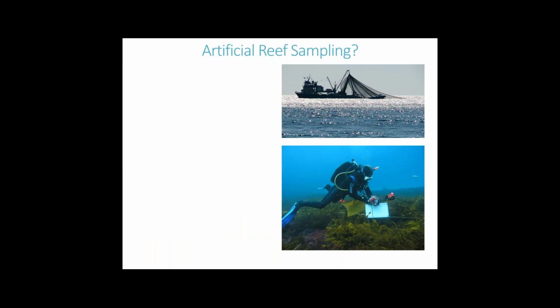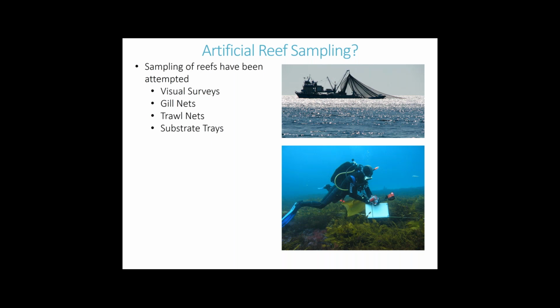So one of the challenges, as you might expect, of artificial reef sampling is how do you assess fish assemblages? How do you monitor fish assemblages or the success of a particular type of reef? Well, clearly there's a variety of approaches that have been deployed. We can do visual surveys, gill net and trawl net surveys, substrate trays as just some examples, but these are not necessarily the most ideal ways to assess fish assemblages at artificial reefs. Gill and trawl nets, obviously you have to deal with potentially entangling your nets or destroying the reef as you're dragging a trawl around it or near it. So that's problematic, it's not ideal.